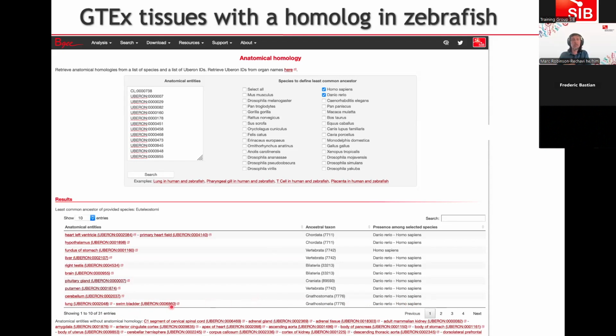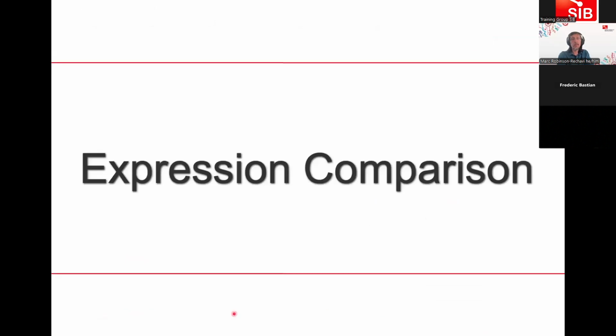And so if you wanted to compare the gene expression from GTEx to gene expression in zebrafish, this would be the comparable organ. And it also tells you which ones don't have homologs, either because there is no homolog or because we didn't yet manage to annotate it here. And thanks to the fact that we have the orthology of the genes and the homology of the organs, we can now compare expression between species.